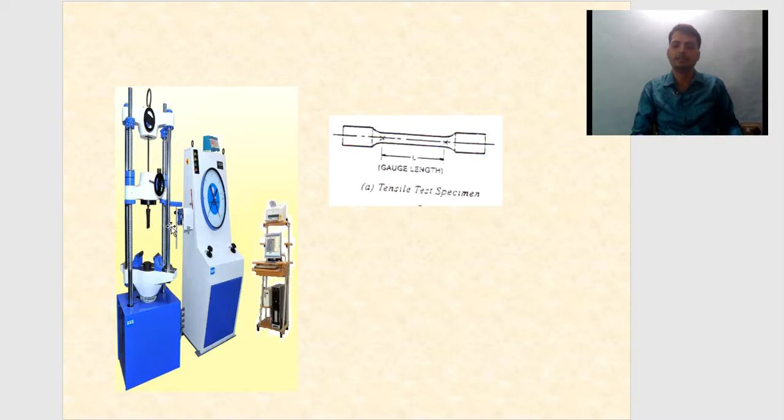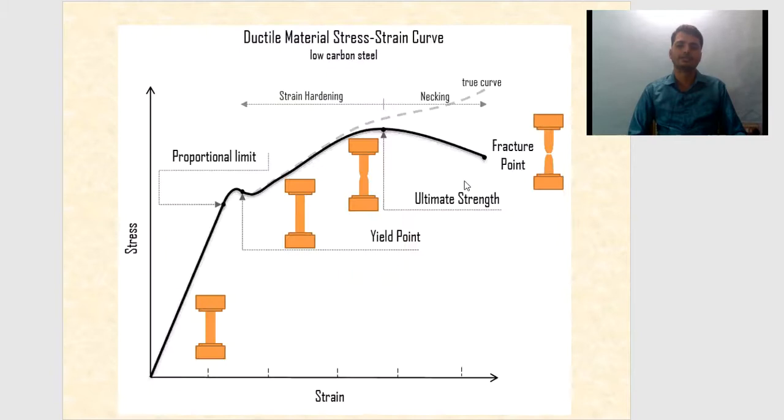Why are we checking how much load it can bear? See, tensile stress. Next, this is the diagram, a very important diagram: stress and strain. See, this is a specimen which is placed in that machine. By connecting a digital element to that machine, a graph is shown.